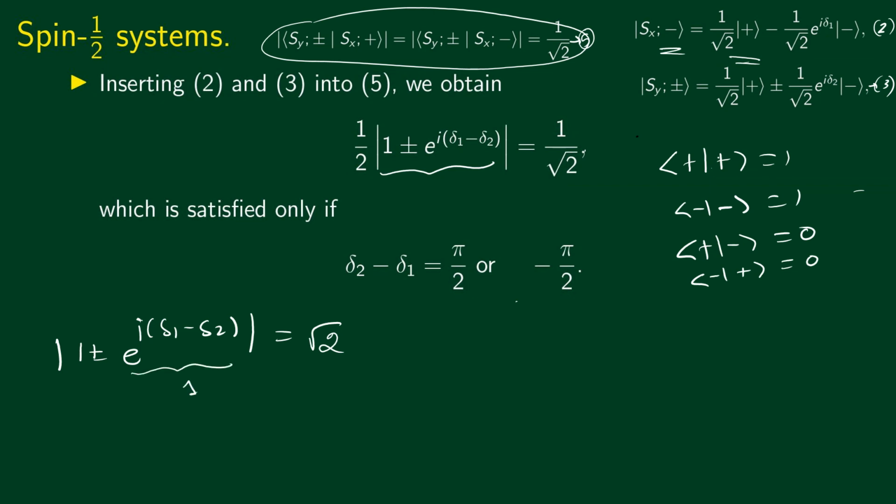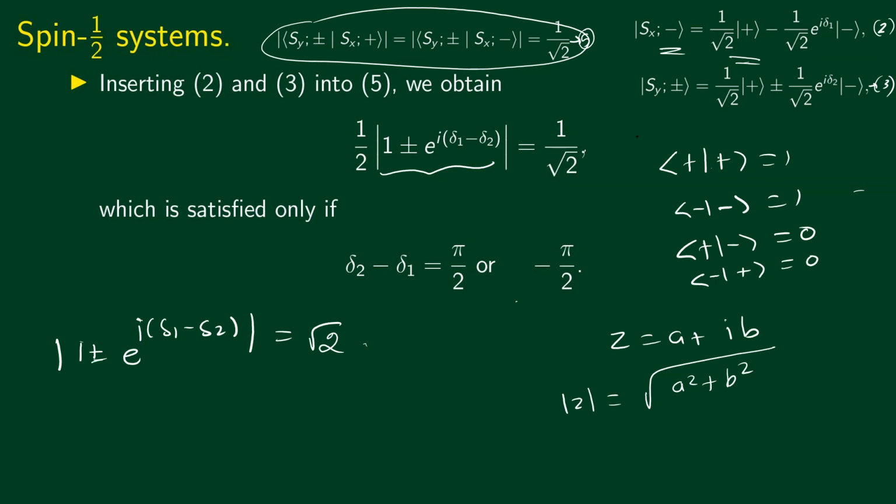How do we find the modulus of a complex number? If we have z equal to a plus i b, then the square root of a square plus b square is what we call the modulus of z. So here what I have is the square root of real part square plus imaginary part square is square root of 2. This means that real part square plus imaginary part square is 2, so the imaginary part has to be equal to 1. It could be plus or minus 1.